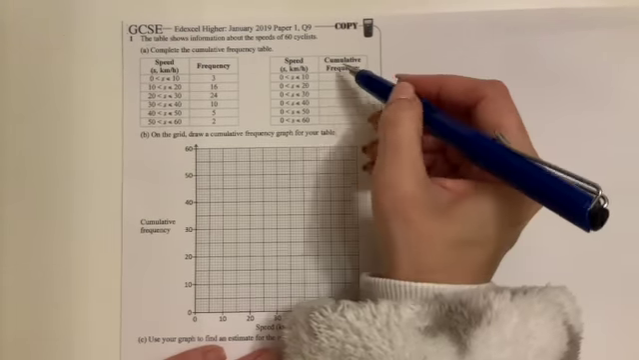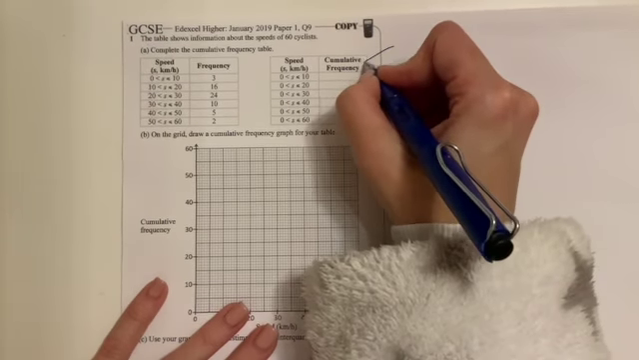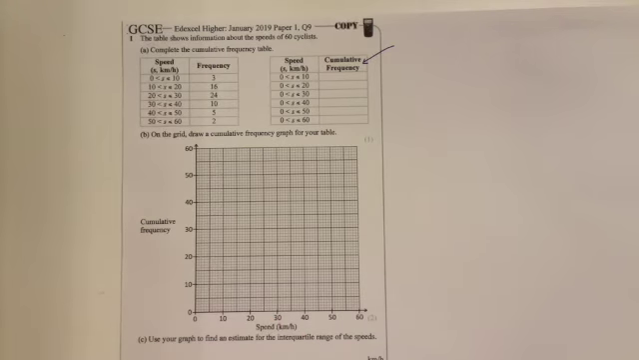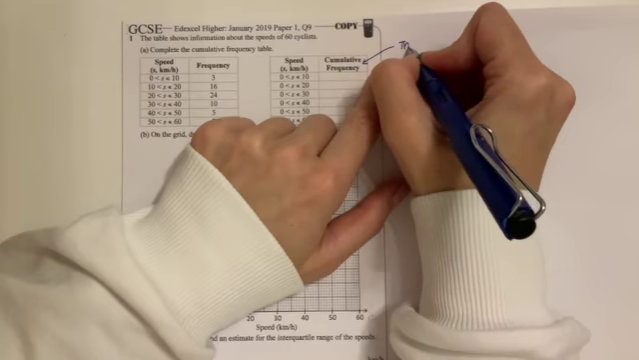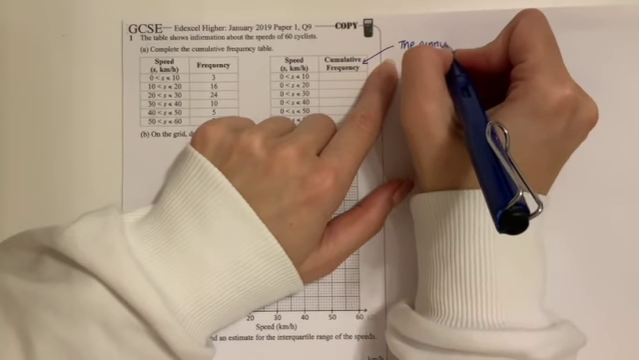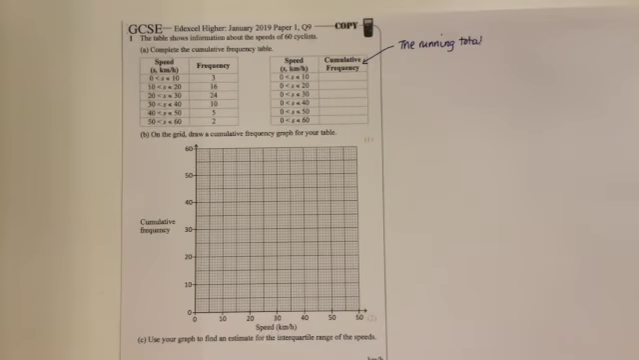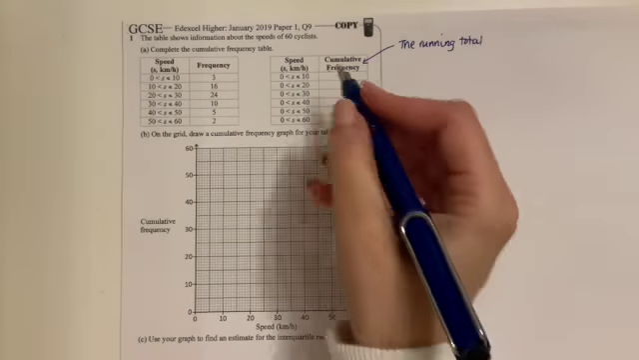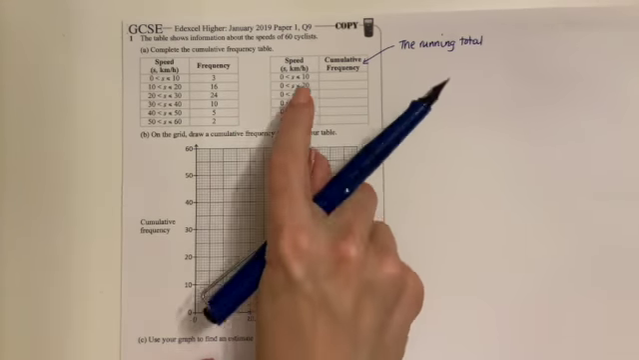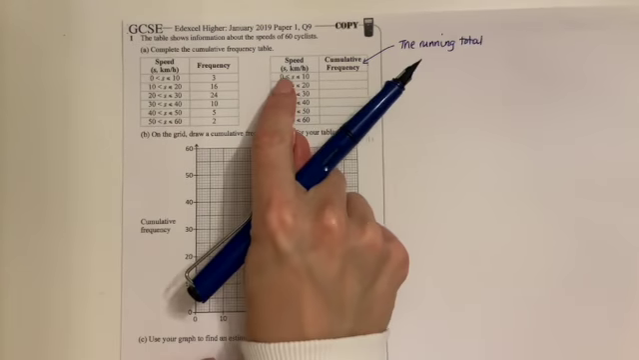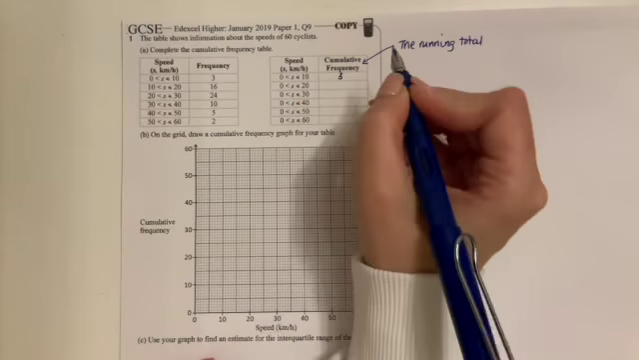Okay, what we have to do now is complete a cumulative frequency table. Now, cumulative frequency means the running total. So if we put that here, the running total. So basically you add the frequencies up as you go, okay? So this part here is key. You can see how it's different to this one here. So this part is just from 0 to 10. Well, from 0 to 10, there were 3 people.